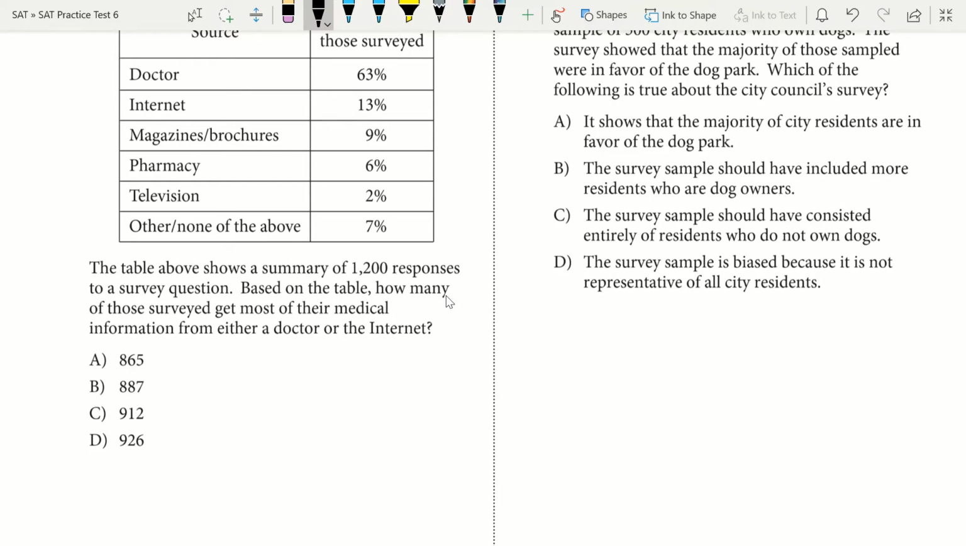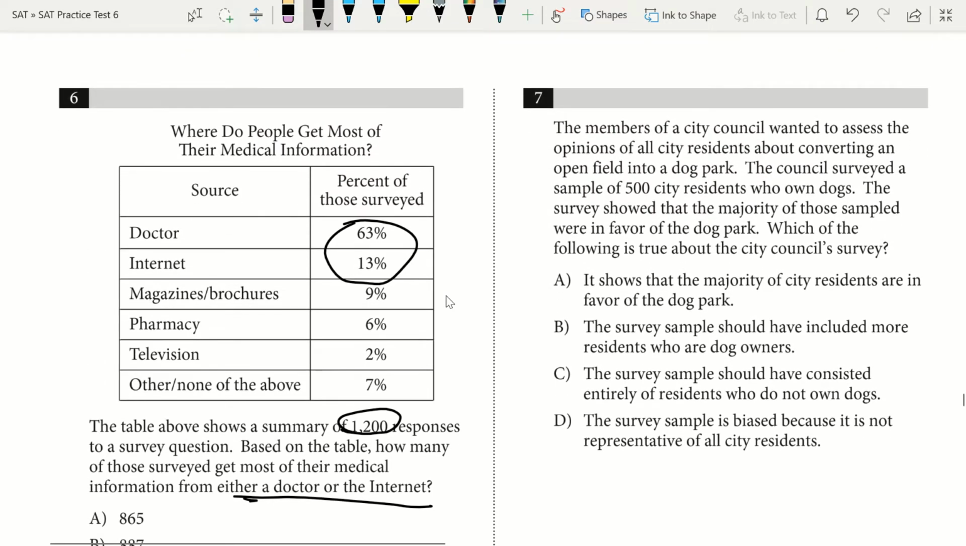Based on the table, how many of those surveyed get most of their medical information from either a doctor or the internet? Well, that's going to be the sum of these percentages times our 1,200 responses. So 63% plus 13% is going to give me 76%. So I'm going to multiply 0.76 times that 1,200, which is the number of survey respondents. I'm going to get 912, so my answer is C.